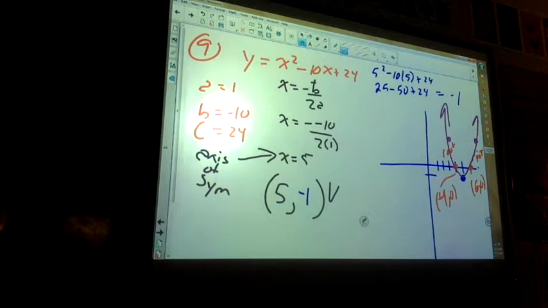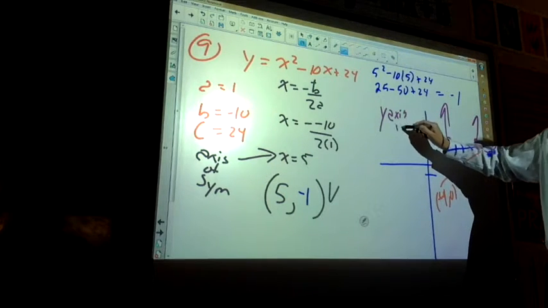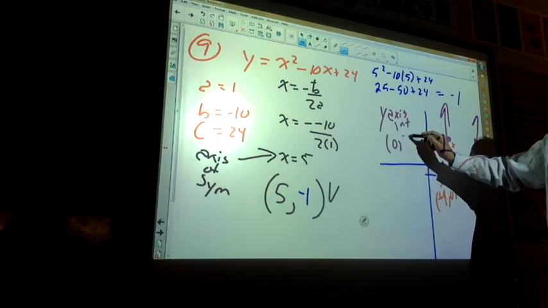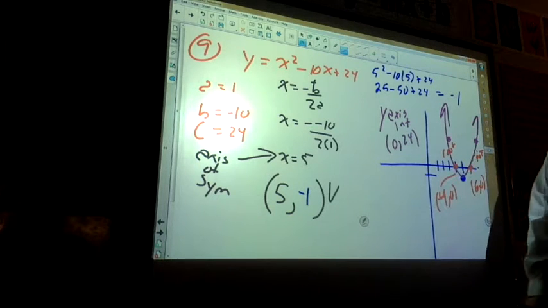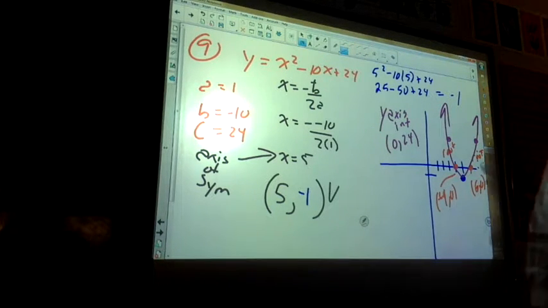Hey, do I know where it crosses the y-axis? I do. It's my C value. Y-axis or y-intercept is 0, comma 24. So that's way off that board. Okay, so that's nice when it's set up in standard form. It's always 0, comma C is where it crosses the y-axis. Anything else off this?